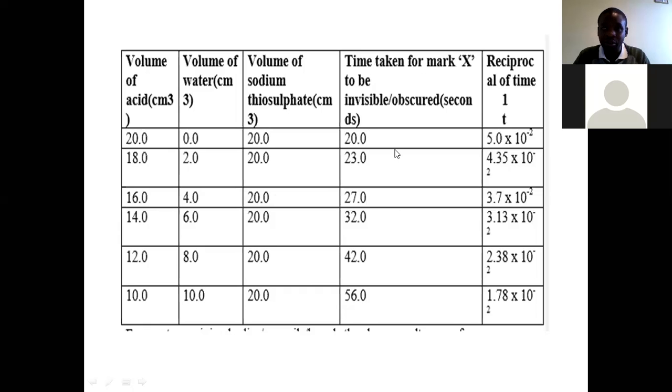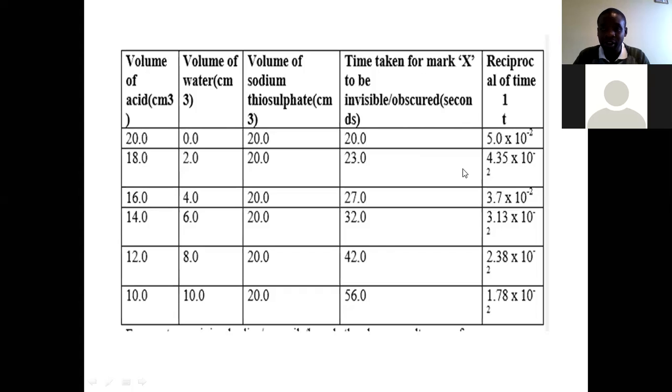Then the time taken for a mark X to be invisible is recorded here. You can note that the values have been recorded to an equal number of decimal places. So if it's 1 decimal place, and most times, even 2 decimal places is encouraged. And then there's a column here for the reciprocal of time. So if the time is 20, you're going to have 1 divided by 20 to give you 0.05.